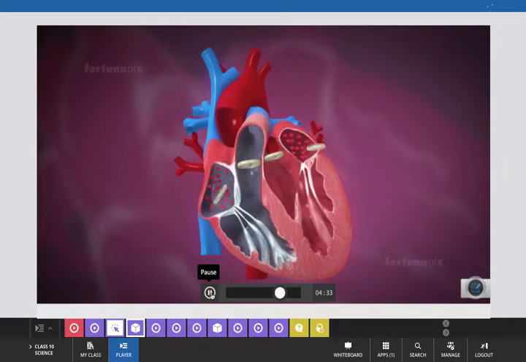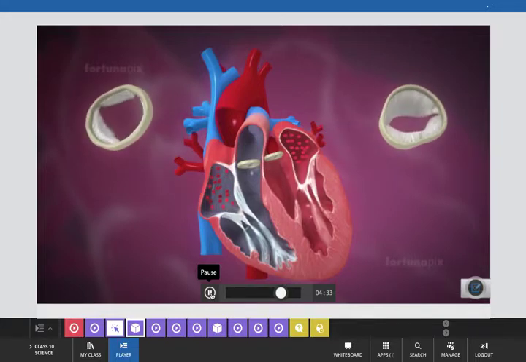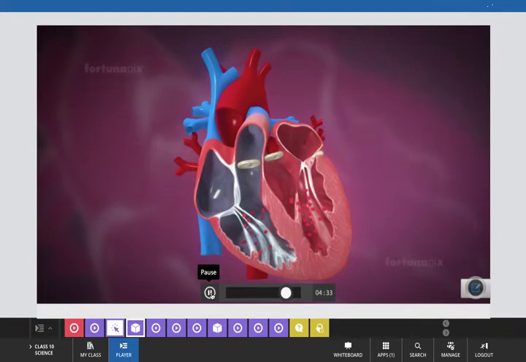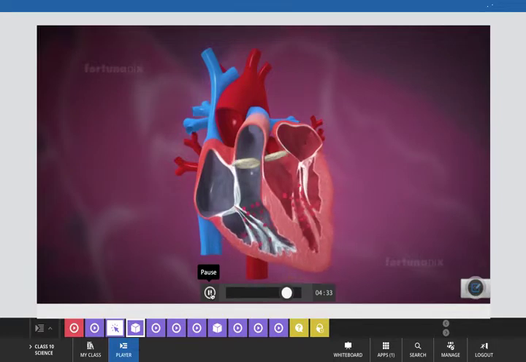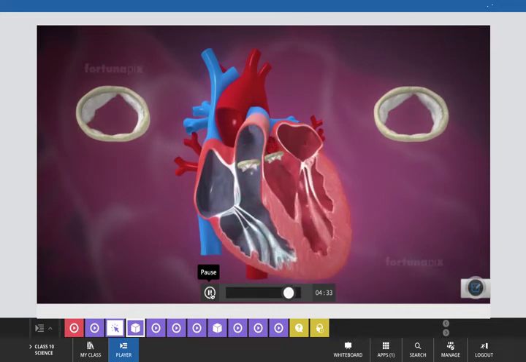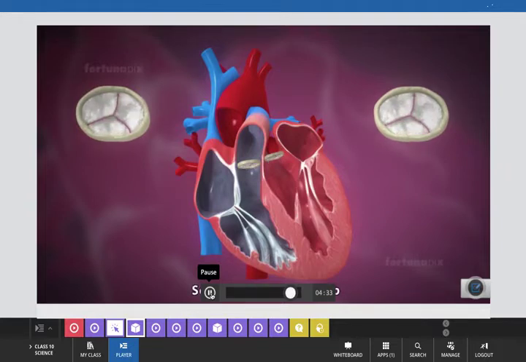Auricular systole. Auricle muscle contracts, tricuspid and mitral valves open. Blood enters the ventricles, auricles relax. Ventricular systole. Tricuspid and mitral valves close, causing the first heart sound, lub. Ventricles contract. Semilunar valves open. Blood enters the arteries, ventricles relax. Semilunar valves close, generating the second heart sound, dub.